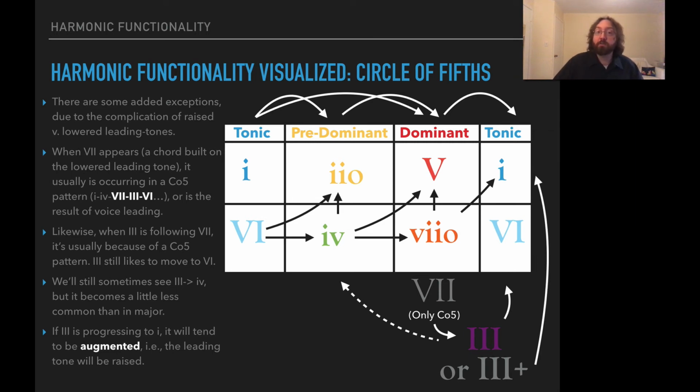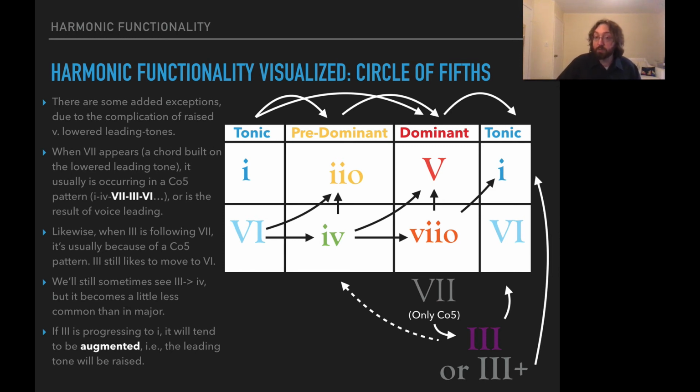So, when flat 7 or major 7 appears, it is usually occurring in a circle of fifths pattern. So we should note that if we're using flat 7, it's usually going to interact with 3 and it will be part of that pattern. 1 to 4 to flat 7 to 3 to 6 to 2 to 5 to 1. Likewise, when 3 is following 7, it's usually because of a circle of fifths pattern.